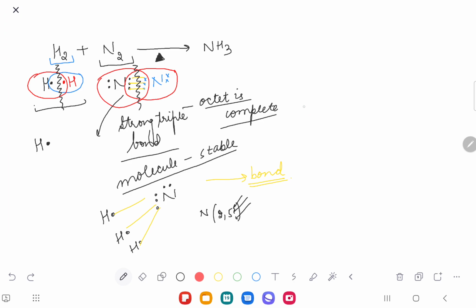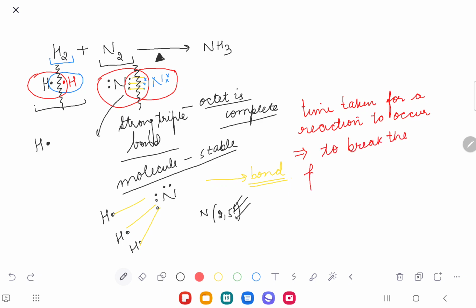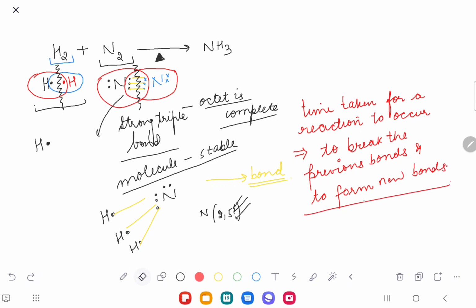We are understanding that whatever is the time taken for a reaction to occur is basically being spent to break the previous bonds and to form new bonds. Are you understanding my point? Okay, so that's one particular point.